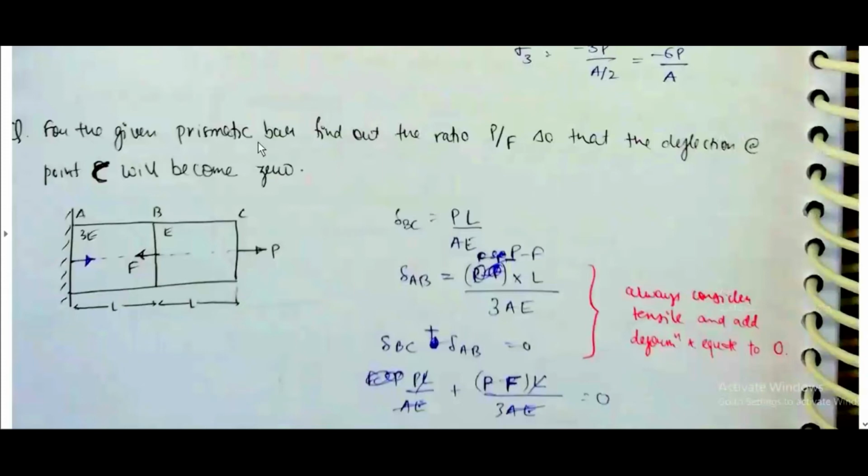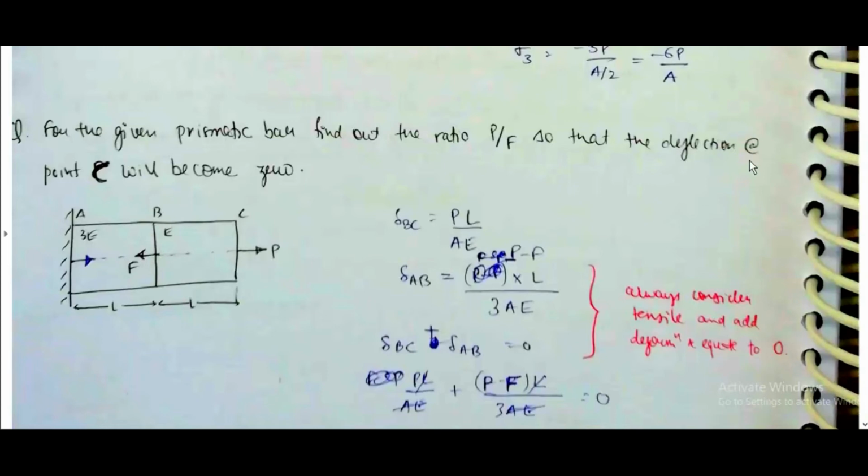For the given prismatic bar, find out P by F so that the deflection at point C will become 0. P and F are forces. In the BC section, only P will be acting. Delta BC is equal to PL by AE. In the AB section, P minus F will be acting. Delta AB is equal to P minus F into L by 3AE. Here the 3 is given.